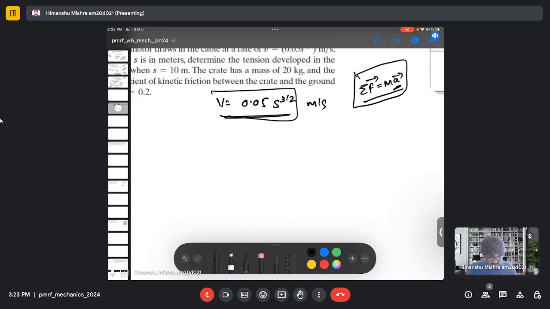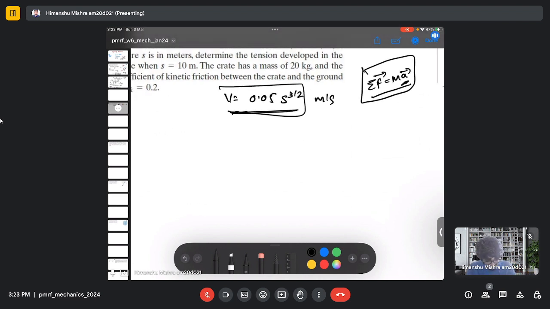So since here the velocity given is a function of distance, we can write the acceleration as v dv by ds.